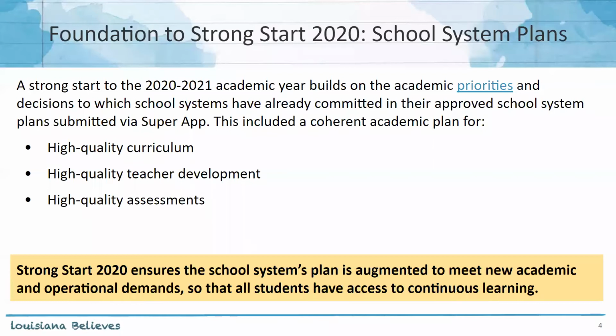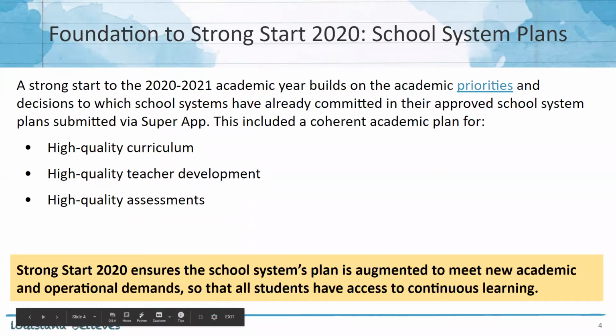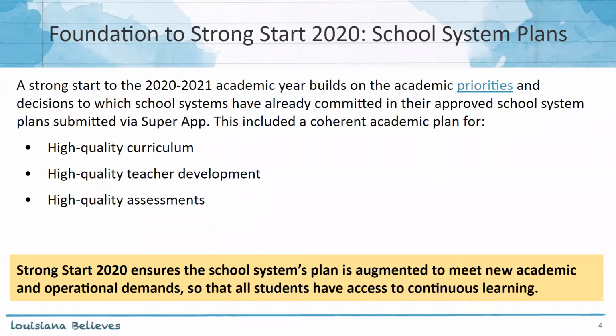The Strong Start 2020 plan that we released builds upon your school system's strategic plan that already exists. Each year, school system leaders build a coherent plan that's aligned with high quality curriculum, teacher development, and assessments, and they submit that in February of each year through an application called Super App. We want school systems to continue to implement those strong, coherent plans, but they do need to be adapted given the environment that we're in right now. And so the Strong Start 2020 plan helps them adapt their already strong district-wide plans.